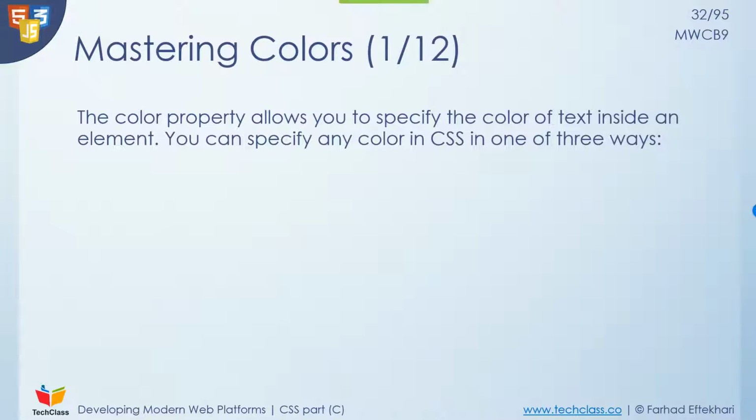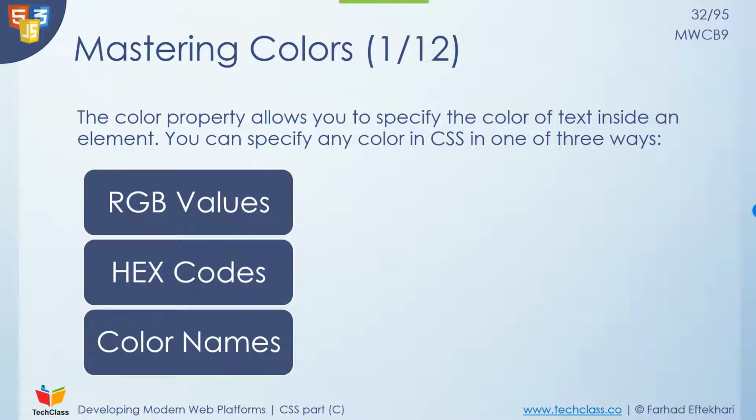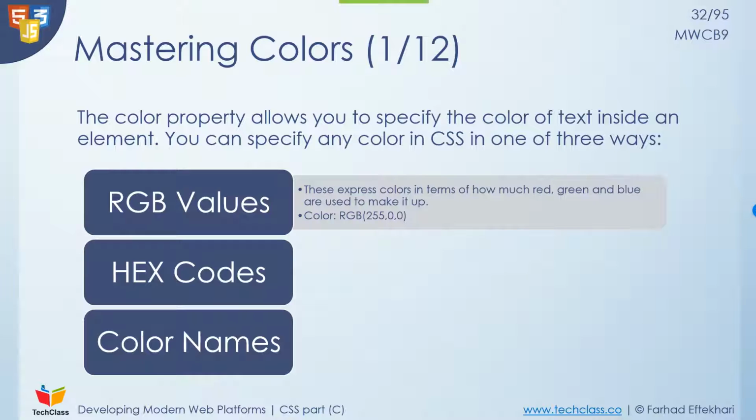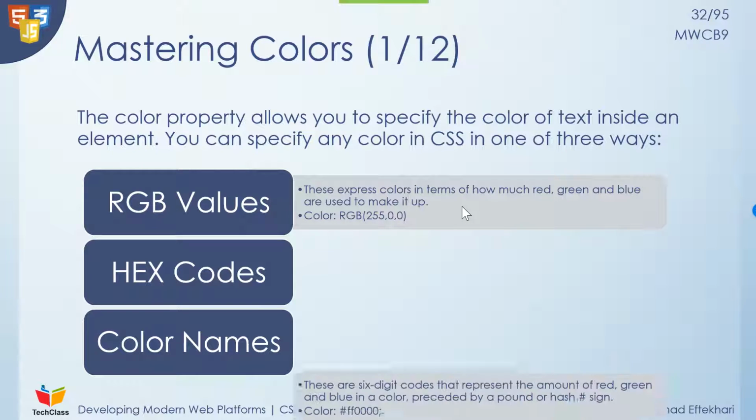All right, now we got to a very interesting and very important topic, which is mastering colors in CSS. The color property allows you to specify the color of text inside an element. You can specify any color in CSS in one of three ways: RGB values, hex codes, and color names. For RGB values, these express colors in terms of how much red, green, and blue are used to make it up. And here is the way that we define the property and value. We have RGB and then these numbers that later we will explain.